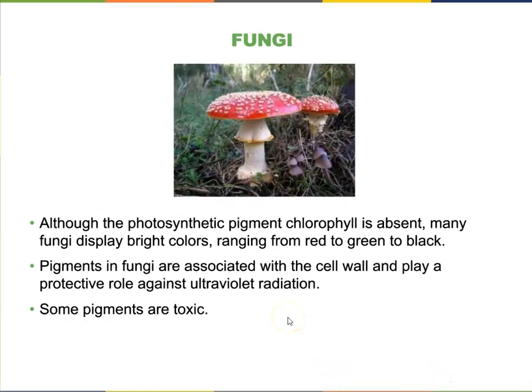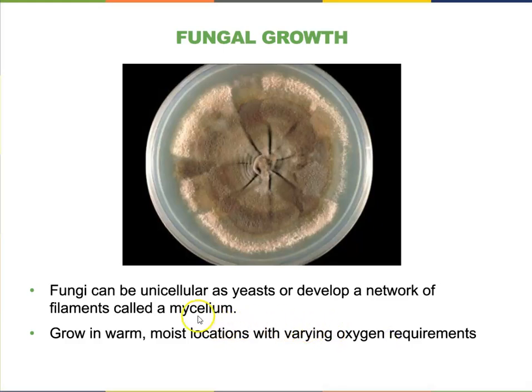Although the photosynthetic pigment chlorophyll is absent in fungi, many fungi display bright colors ranging from red to green to black. Pigments in fungi are associated with the cell wall and play a protective role against UV light. Some bright pigments are toxic. Fungi can be unicellular, as yeast. They can also develop a network of filaments called mycelium. Fungi like to grow in warm, moist locations with varying oxygen requirements.